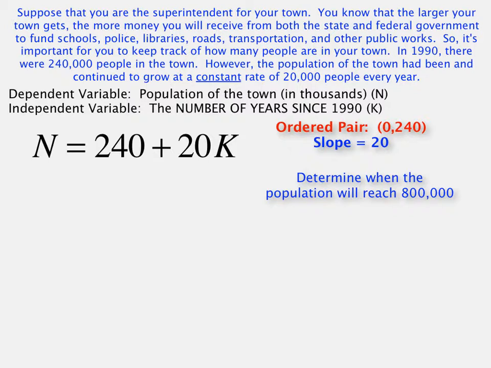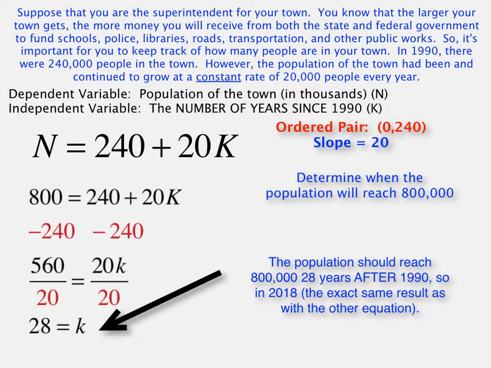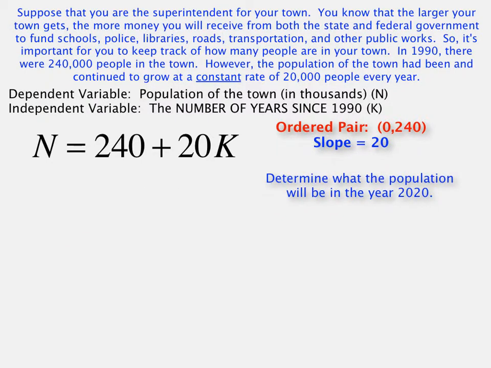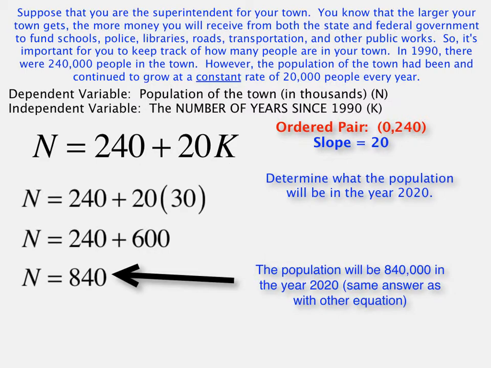Note that in this case, when we substitute 800 in for the population, we do not get the same answer we did before. However, note that this new number represents the years since 1990. So when we calculate what year that means, we end up with the exact same result as we did before. Now, in order to find the population in the year 2020, we need to substitute a different number in for the variable. Note that here, we would just substitute 30, as 2020 is 30 years after 1990. Of course, we're going to end up with the exact same result as we did before, again.